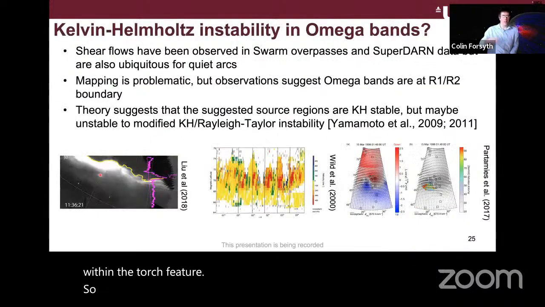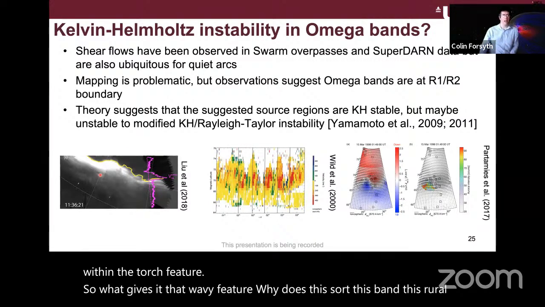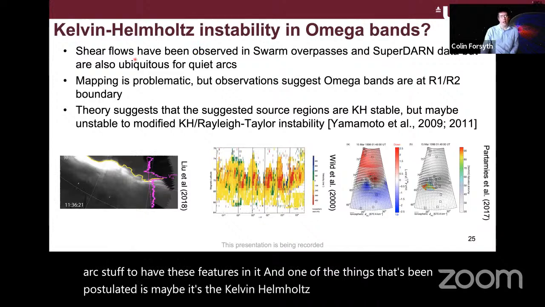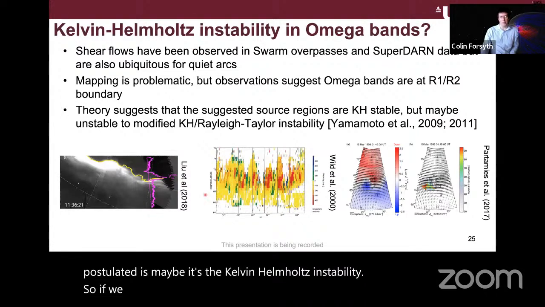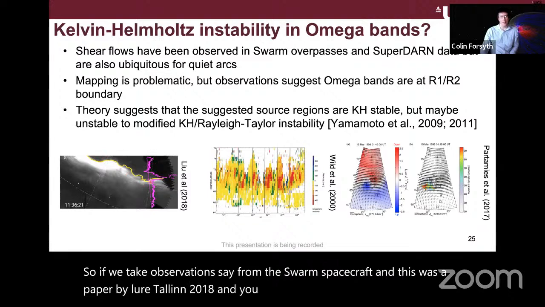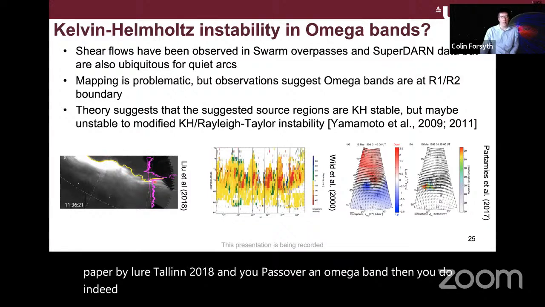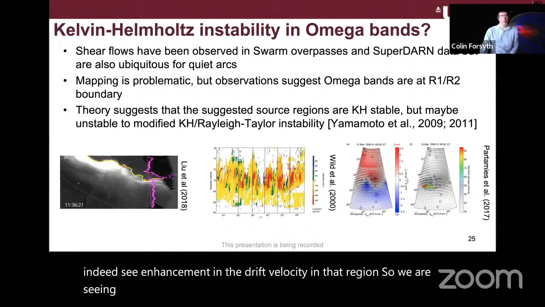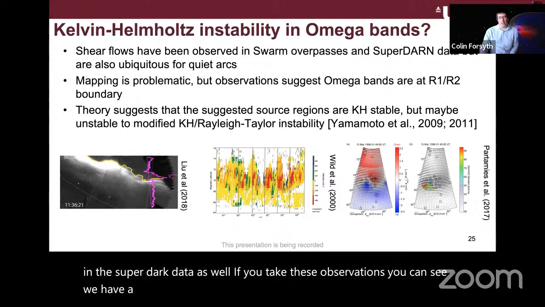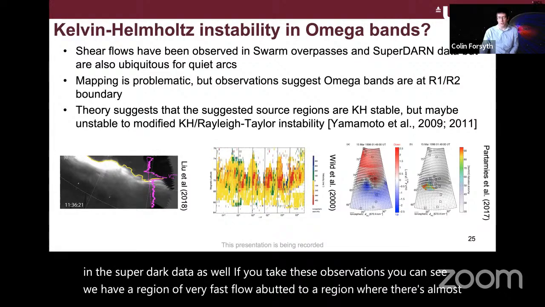So what gives it that wavy feature? Why does this band, this auroral arc, start to have these features in it? And one of the things that's been postulated is maybe it's the Kelvin-Helmholtz instability. And so if we take observations, say from the Swarm spacecraft, and this was a paper by Liu et al. in 2018, and you pass over an omega band, then you do indeed see an enhancement in the drift velocity in that region. So we are seeing enhanced plasma flow associated with that. And indeed, we see this in the SuperDARN data as well. If you take these observations, you can see we have a region of very fast flow abutted to a region where there's almost no flow going on whatsoever.